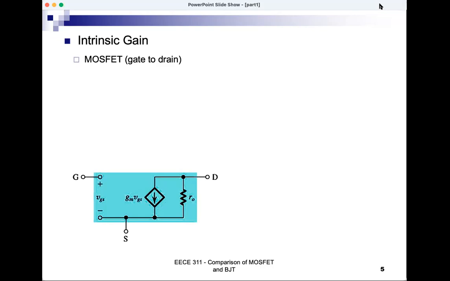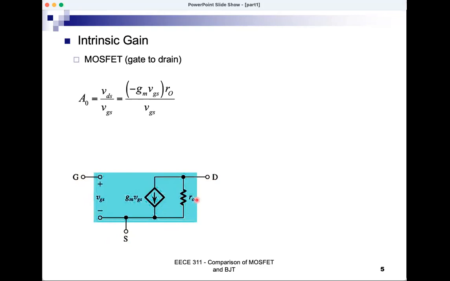So I want the gain from gate to drain. If there is a small signal VGS between gate and source, what happens at the drain? I want to find the voltage here divided by the voltage here, and I will take the source as my reference. So what would be VDS over VGS? We call this the intrinsic gain, or the internal gain.